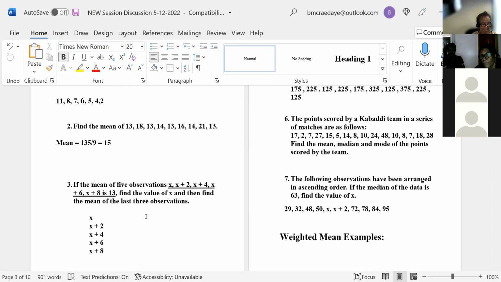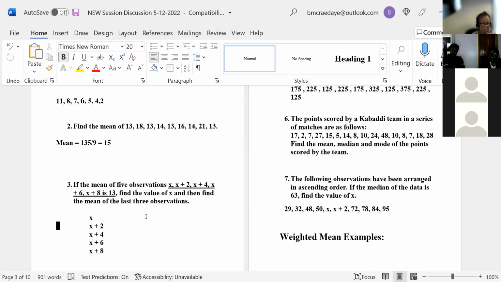When it says if the mean of 5 observations, you're going to look for the 5. They list the 5 observations. They are x, x plus 2, x plus 4, x plus 6, x plus 8.